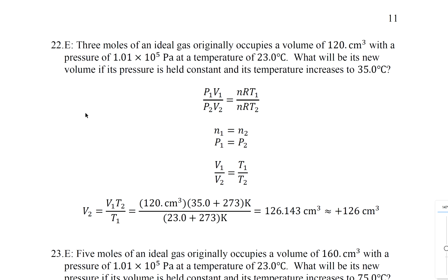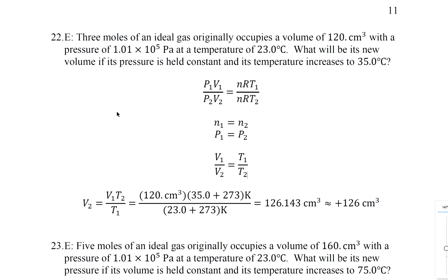What will be its new volume if its pressure is held constant and its temperature increases? So P1 equals P2, number of moles didn't change, so n1 equals n2, and the gas constant is just a constant. So things cancel in this first equation, where we just end up getting V1 over V2 equals T1 over T2. So we end up getting this equation, 126 centimeters cubed.